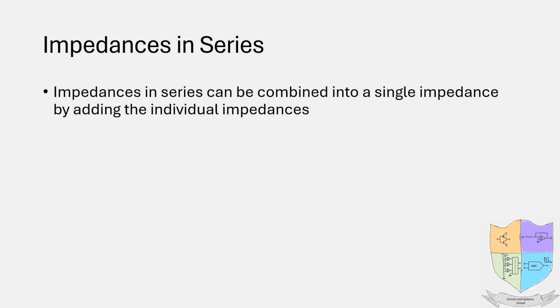Impedances in a circuit can be combined into a single impedance if they are in series or in parallel. Impedances in series can be combined into a single impedance by adding the individual impedances.